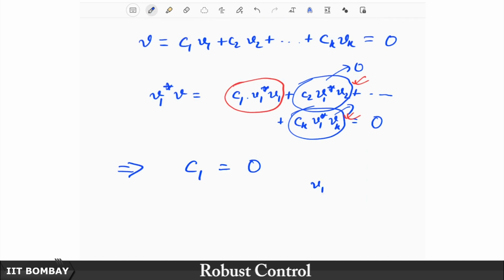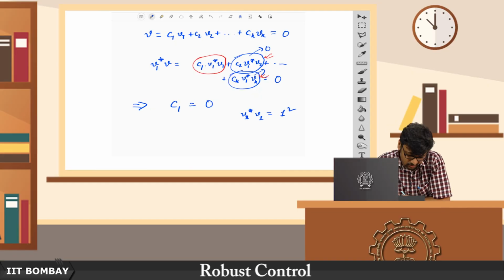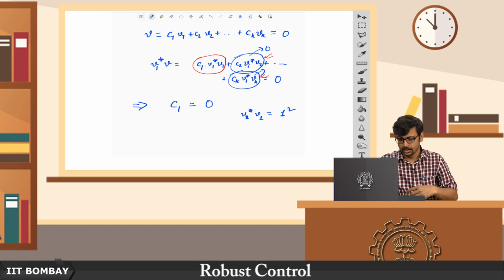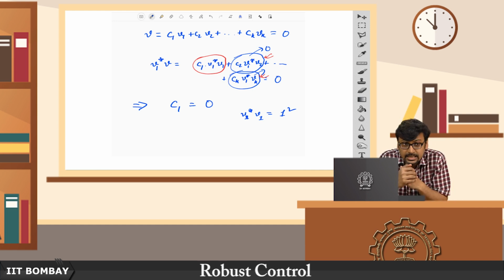Why? Because after all V1 Hermitian with V1 is equal to 1 squared, because V1 is of unit norm, because of the orthonormality. On the other hand, if this orthogonal set contains the 0 vector, any set of vectors containing the 0 vector can never be linearly independent, because you take a linear combination of that set of vectors and assign a non-zero scalar to the 0 vector, and you have a non-trivial linear combination which will lead to 0.